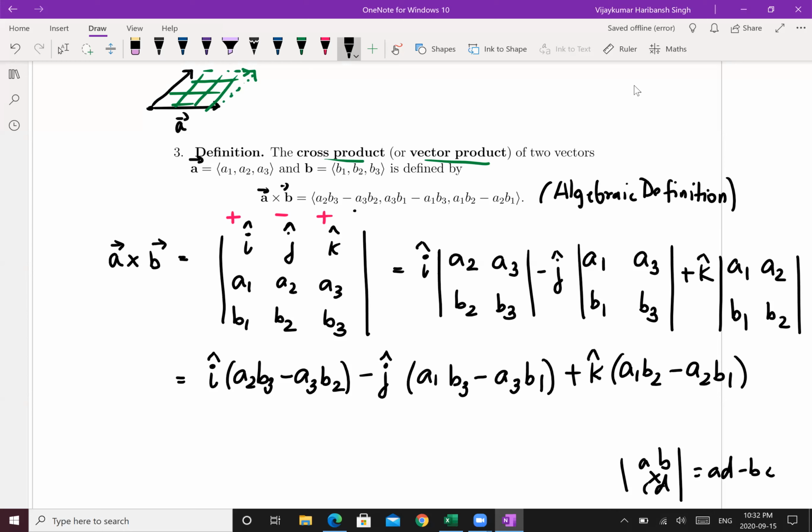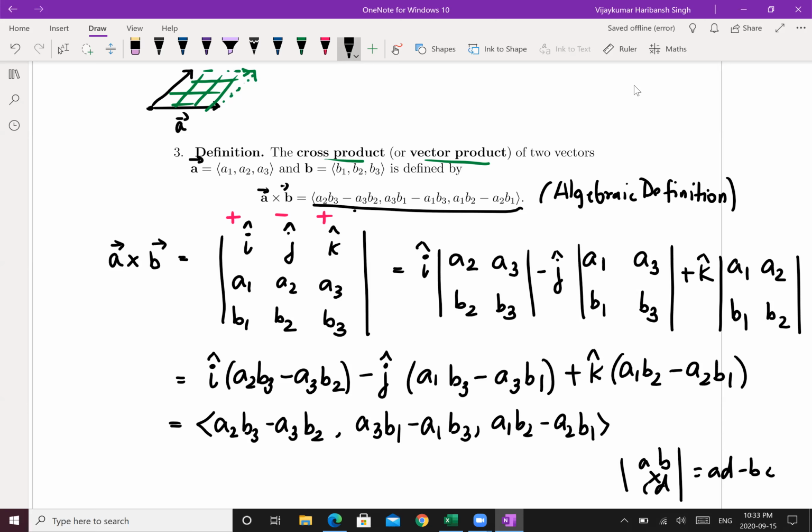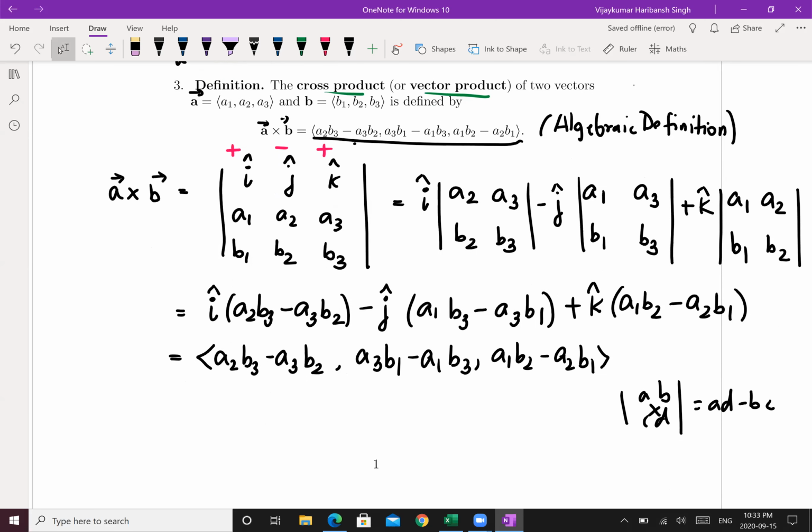If you write it in vector form instead of ijk form, you get A2B3 minus A3B2. The minus sign on the j term makes this minus into a plus, so we write it in a slightly different order: A3B1 minus A1B3, comma, A1B2 minus A2B1. You see that this definition matches the earlier one. So this is the cross product of two vectors, and as you can see, it is a vector as well, with three components.